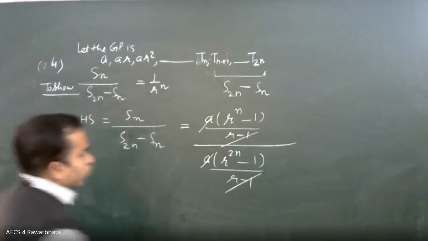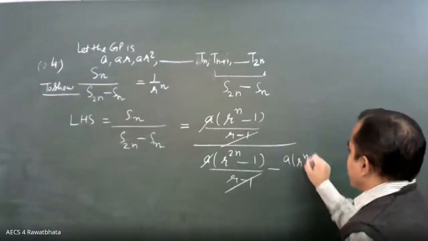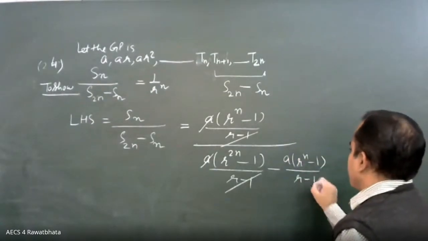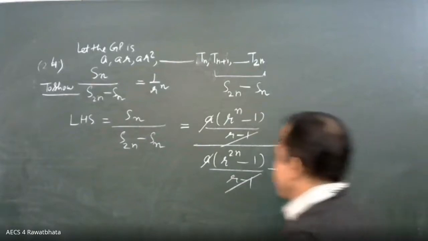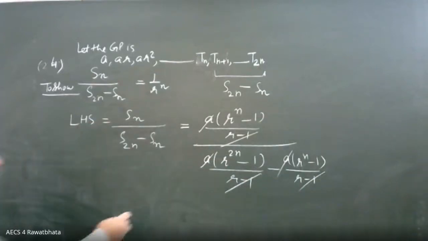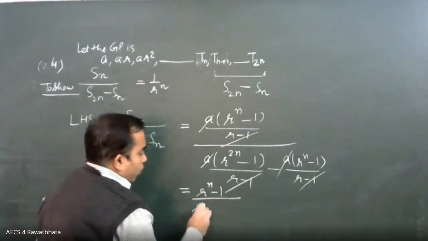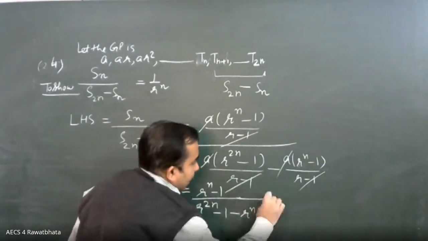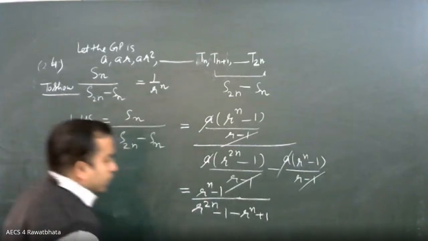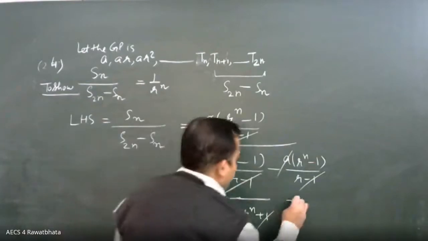No, minus Sn also will come. Minus Sn means A r raised to power n minus 1 whole upon r minus 1. No problem, r minus 1 common and cancelled throughout. A common and cancelled throughout. Now remaining things, let us simplify. This will become r raised to power n minus 1 whole upon r raised to power 2n minus 1 minus r raised to power n plus 1. Right, this minus, this bracket is opened. Here minus 1 plus 1 get cancelled. I think r raised to power n can be taken common.